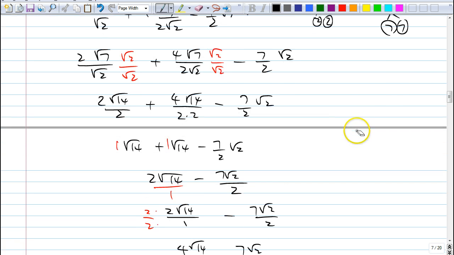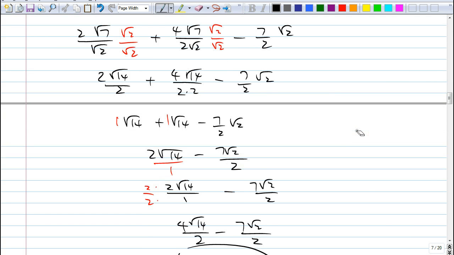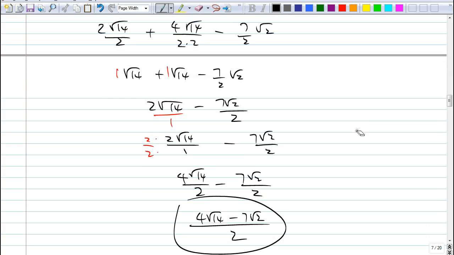So when you do, don't we get 4 rad 14 over 2 minus 7 rad 2 over 2? Now we could write them as one fraction. You get 4 rad 14 minus 7 rad 2 all over 2. How many people got this? Raise your hand. Not all of you. But do you see how the answer is 4 rad 14 minus 7 rad 2 over 2? Yes. Can you do something like this for your homework? Yes. Good.